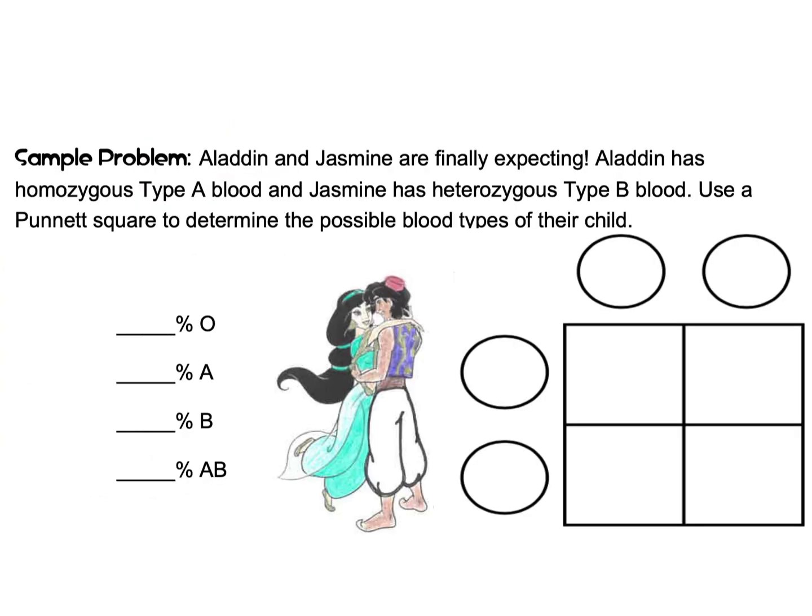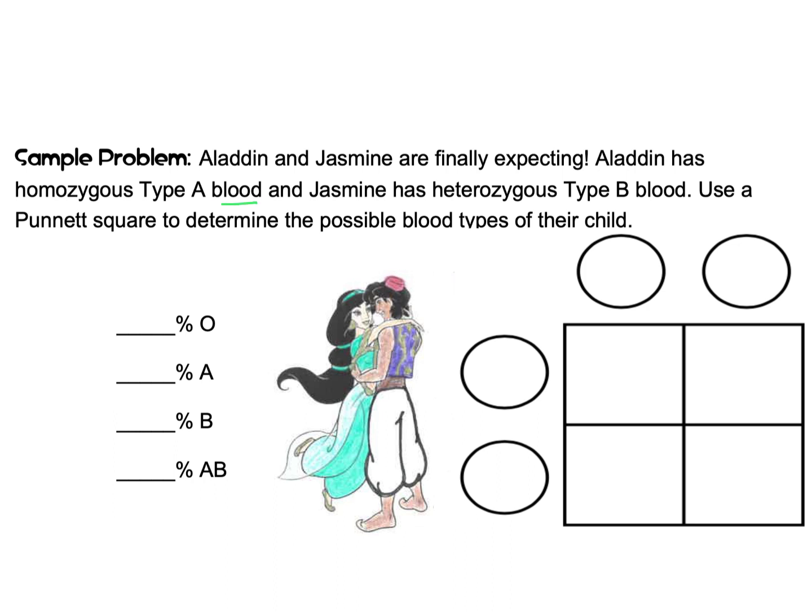So we have our first sample problem. Aladdin and Jasmine are finally having a baby. Woo woo! As we read through the problem, we are going to be sure to identify important information. So we see that Aladdin has homozygous type A.